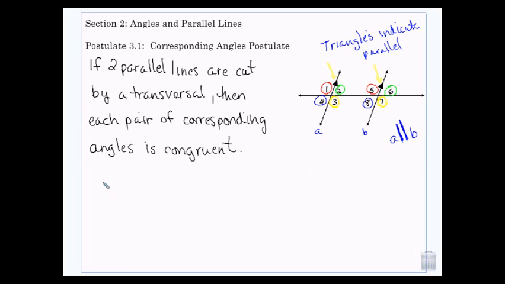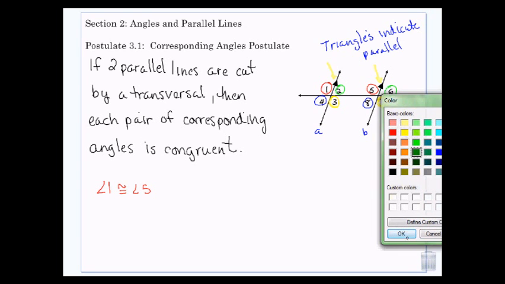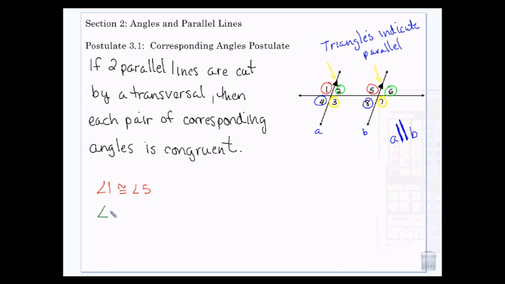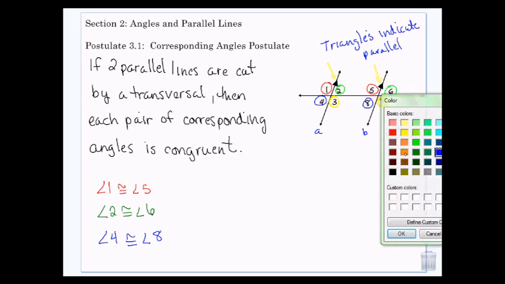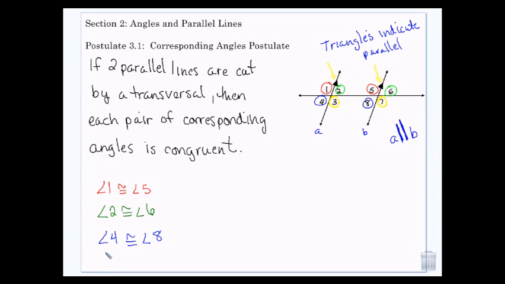Okay. So what we have is angle 1 is congruent to angle 5 because those are in the same position, they're corresponding. Use a different green because that one won't show up. Angle 2 is congruent to angle 6. Angle 4 is congruent to angle 8. And then I'm just going to switch to orange because yellow won't show up. And angle 3 is congruent to angle 7.